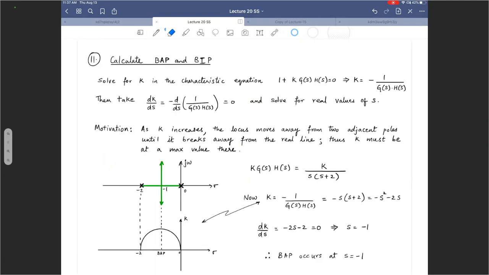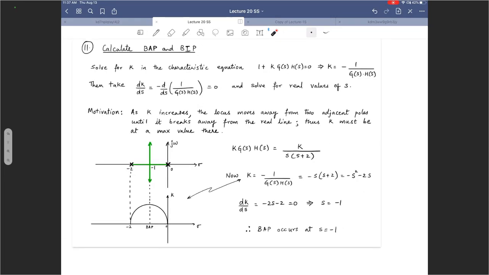Next, we need to find out the breakaway point and the break-in point. And for this, I'm going to rely on the characteristic equation, and I'm going to differentiate k with respect to s and equate it to 0. And the reason is this, right? The reason why we can do this is this.